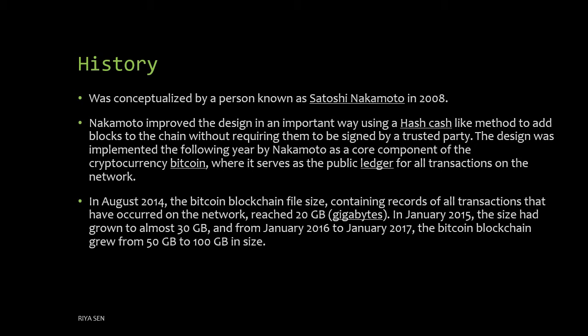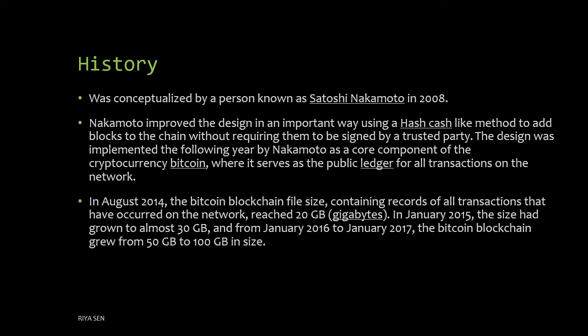What's its history? The first blockchain was conceptualized by a person known as Satoshi Nakamoto in 2008. Nakamoto improved the design in an important way using a Hashcash-like method to add blocks to the chain without requiring them to be signed by a trusted party. The design was then implemented the following year by Nakamoto as a core component of the cryptocurrency Bitcoin, where it serves as the public ledger for all transactions on the network.